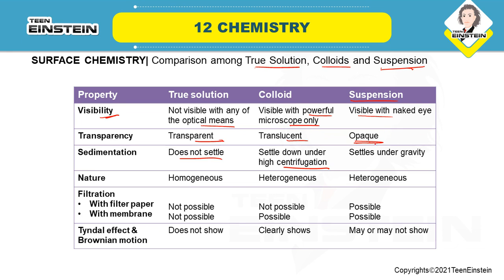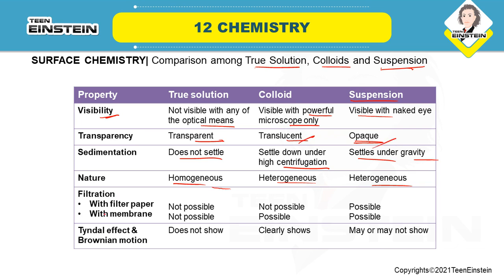And in case of suspension, it settles under gravity. A very good example of suspension: if you take sand particles in water, stir it and keep it for some time, the sand particles will settle down under gravity. Nature. A true solution is homogeneous, but these two are obviously not homogeneous, which is clear from the fact that the solution is transparent, but these two are not.